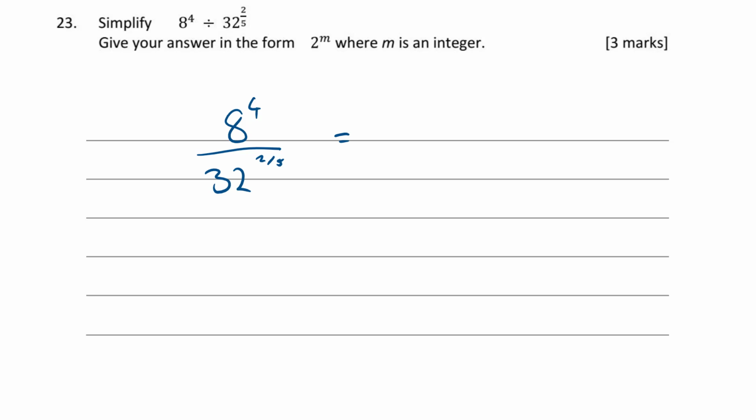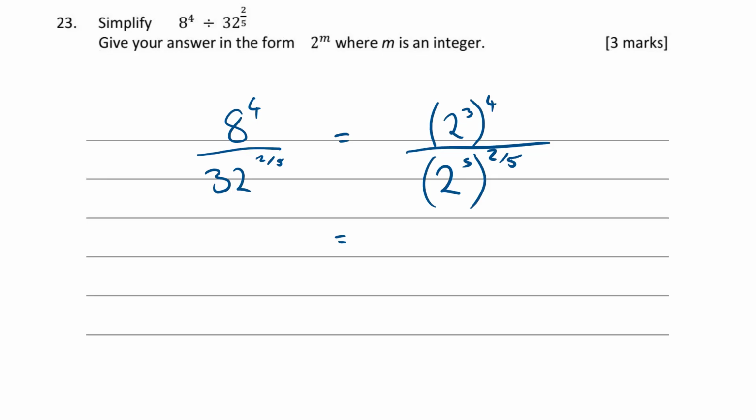Now 8 and 32 are both powers of 2, aren't they? So 8 is 2 cubed. So I'm going to rewrite 8 as 2 to the power of 3. And I'm going to rewrite 32. 2, 4, 8, 16, 32. That's 5, isn't it? 2 to the power of 5, to the power of 2/5. Okay?